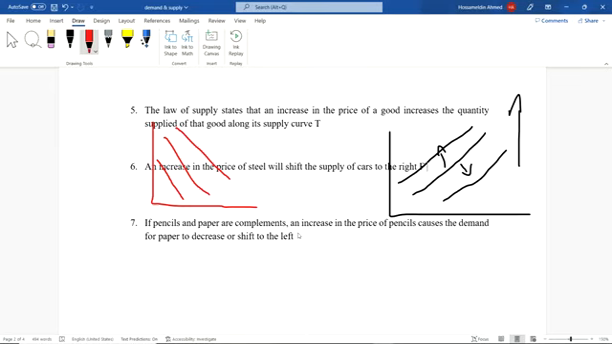Number 7. If pencils and paper are complements, an increase in the price of pencils causes the demand for paper to decrease or shift to the left. Right. If pencils and paper are complements, then we buy one for one, a pencil for each paper, or a pencil for each notebook. If the price of one of them increases, naturally I reduce the quantity I buy of it. Since I reduce the pencils, why would I buy more notebooks? No, I will buy fewer notebooks too. So statement 7 is correct.